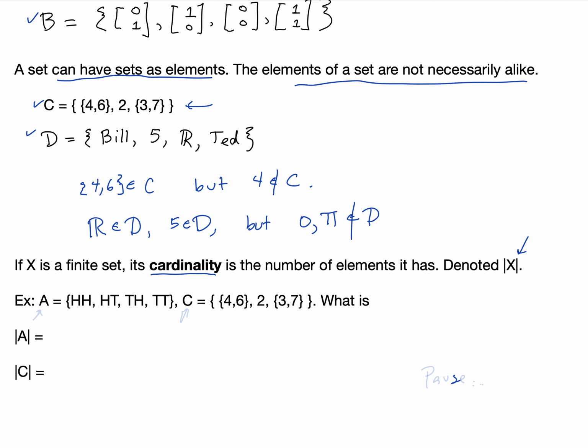So here are just two examples. If A is the set of possible outcomes when we flip a coin twice, what is the cardinality of A? If C is the set we have above, what is the cardinality of C? So find the cardinality of both A and of C. And I would encourage you at this point to pause for a second and make sure that you have a solution for this before going on.